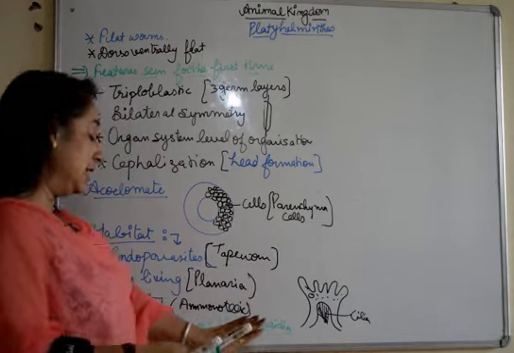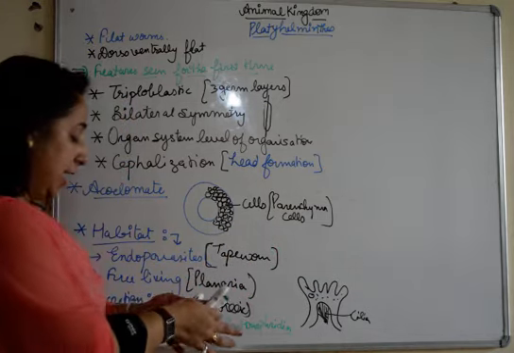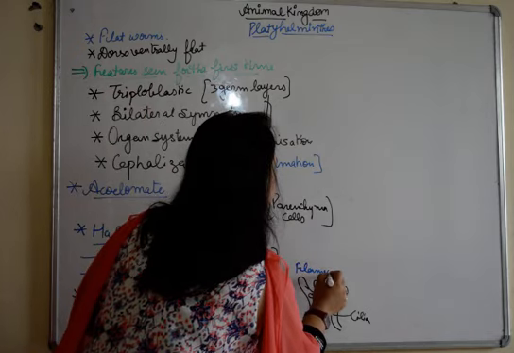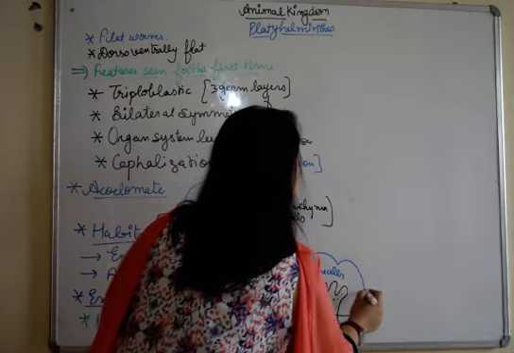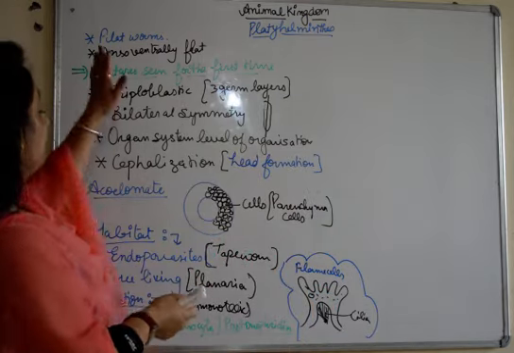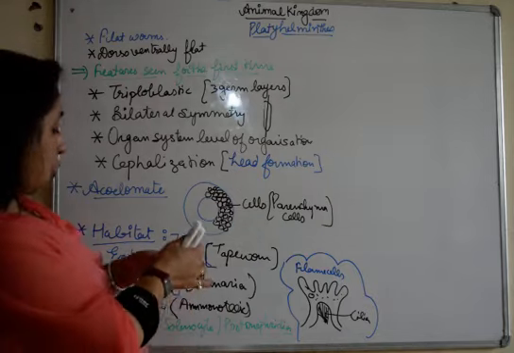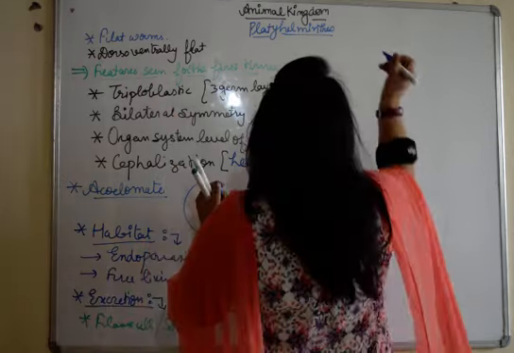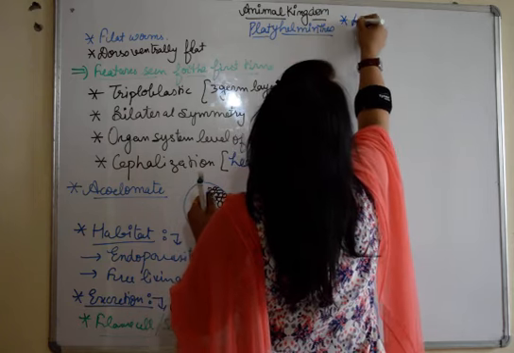So these are the flame cells which are responsible for excretion. I'll write here what they are. They are the flame cells. So these are the main basic characteristics. Now we have talked about the habitat, the excretion, and now the digestive system.